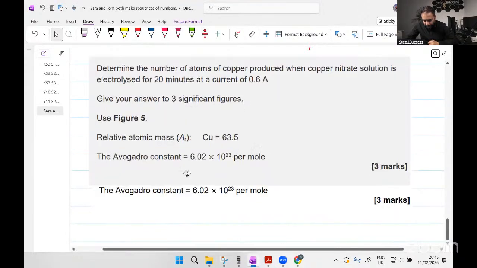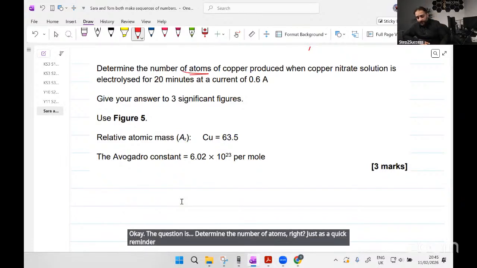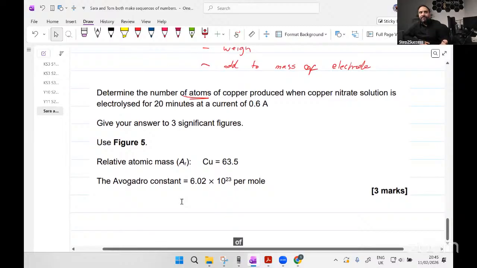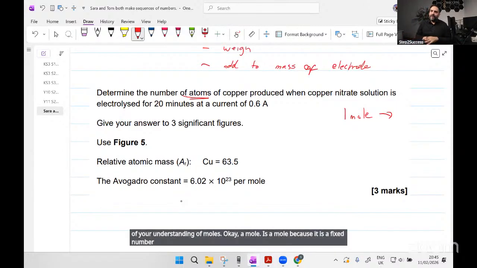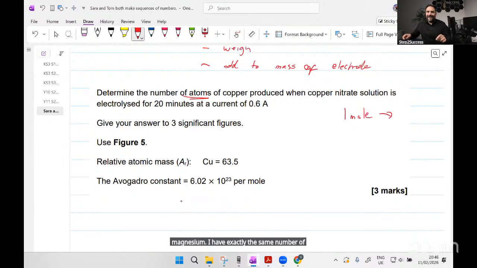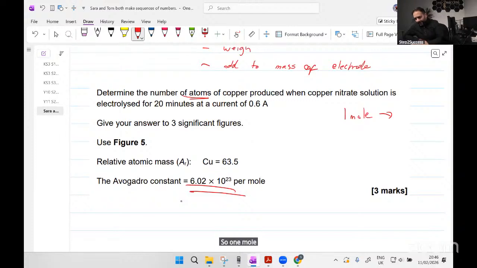Okay, the question is determine the number of atoms. Right, just as a quick reminder of your understanding of moles. A mole is a mole because it is a fixed number of atoms. So if I've got 1 mole of carbon, I have exactly a certain number of atoms. If I have 1 mole of magnesium, I have exactly the same number of particles, essentially, the atoms. And that number is this number here. So 1 mole of anything is always this many particles or atoms or whatever you want to call them.